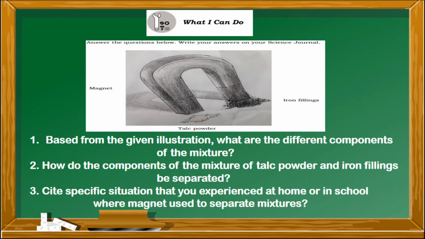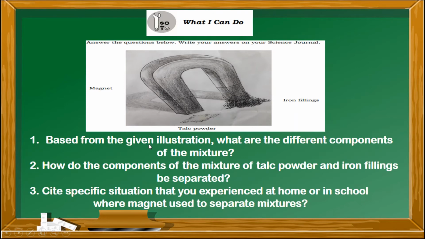Okay, here. Answer the question below and write your answers on your science answer sheets. We can see in our illustration, children, this is the magnet. Okay? So, this is the magnet. If we look at the iron fillings, they are attracted to the magnet. The mixture is iron fillings and talc powder. So how do we separate the two substances? We use a magnet. It takes out the iron fillings, and what remains is just the talc powder, because iron filling is attracted to the magnet.